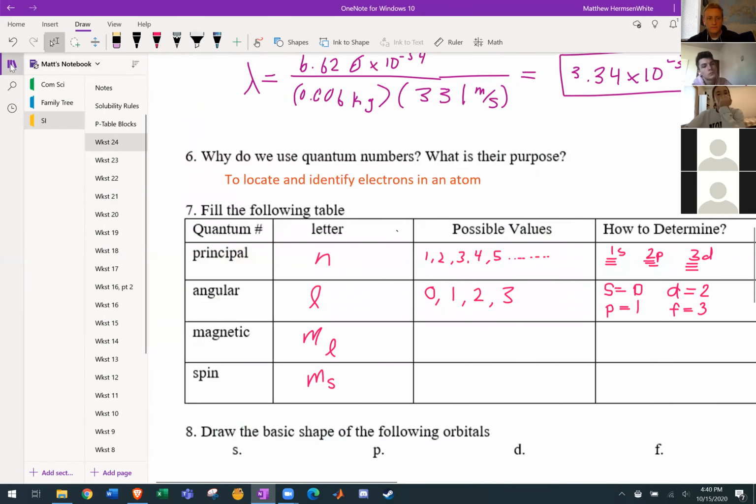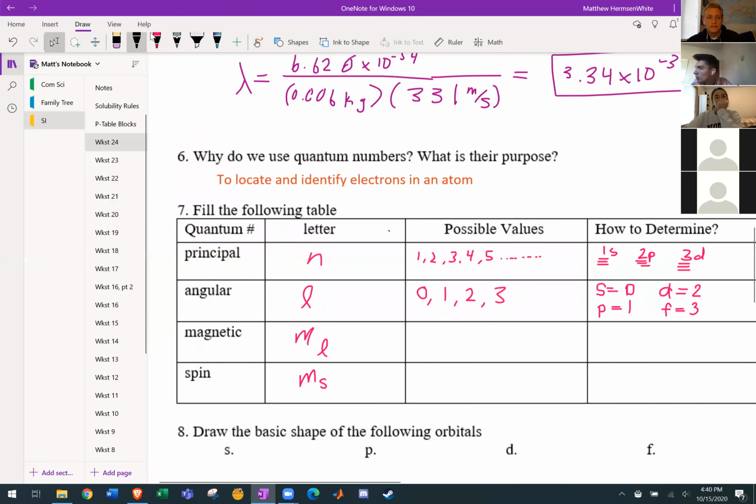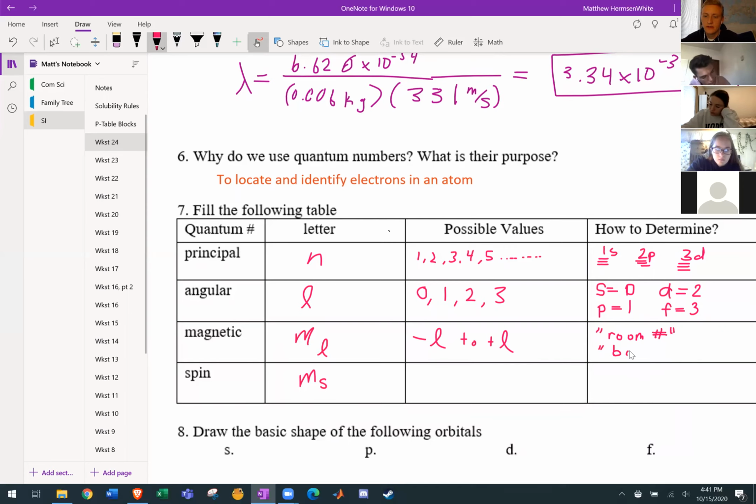So continuing on, the magnetic quantum number is one number within the range of negative L to positive L. To get the magnetic, we need to know what the L value is first, and then it has to be somewhere between negative L and positive L. Now, the way I determine this is by the quote unquote room number, or the quote unquote box number. I know this doesn't make much sense right now, but I promise this will start coming together when we do an example.